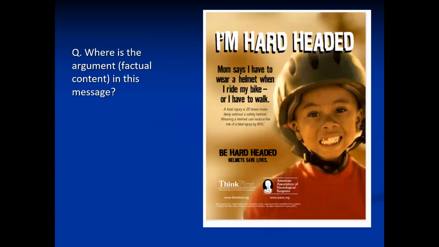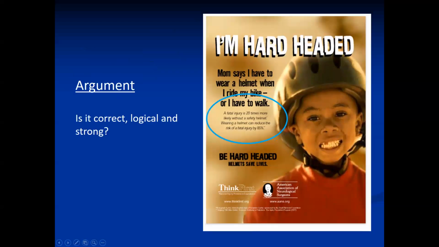The factual content in the example message is circled. The factual content reads, "A fatal injury is 20 times more likely without a safety helmet. Wearing a helmet can reduce the risk of fatal injury by 85%." People who consider the wearing of safety helmets to be an important issue will attend to this argument. They will consider whether they think the factual content is correct, whether the argument is logical, and whether the argument is strong.